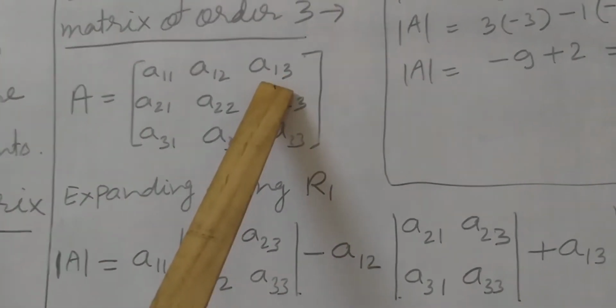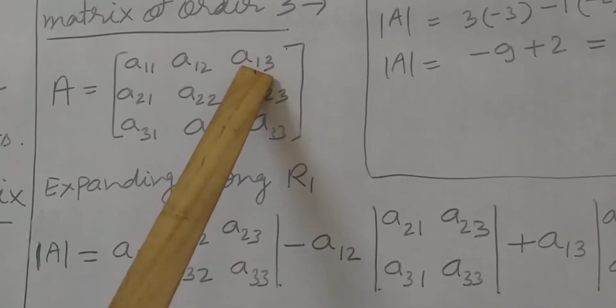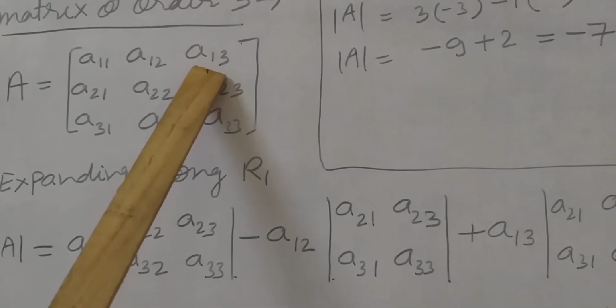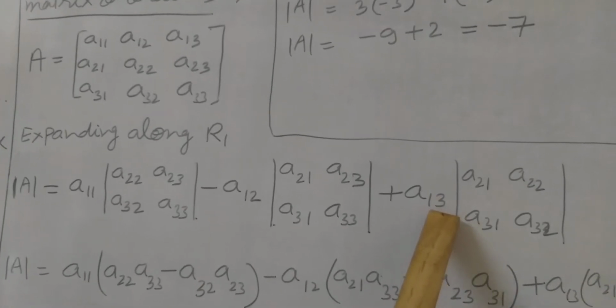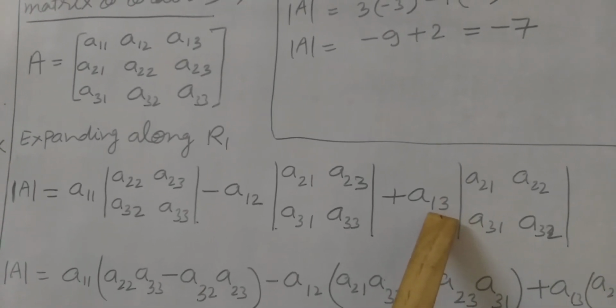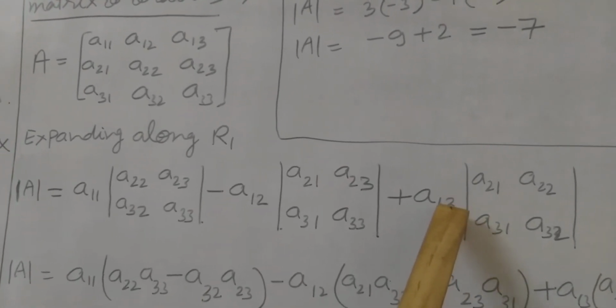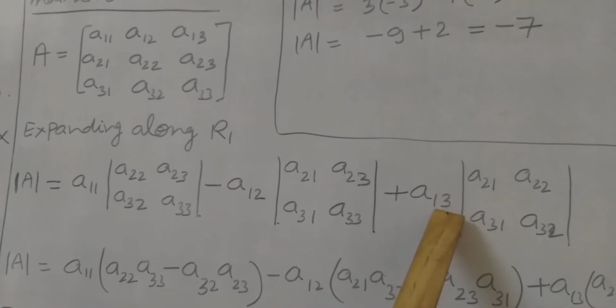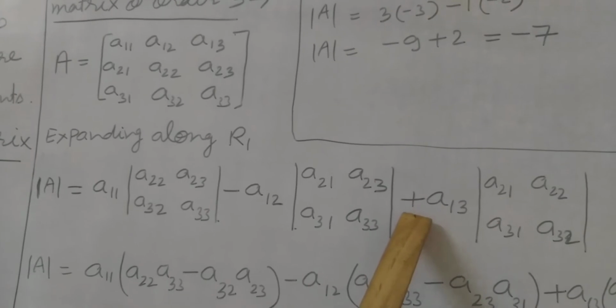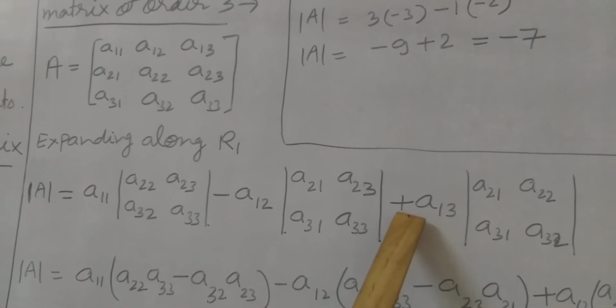So two elements we have already written. One element left, student, of first row. So now we have to write this element A13. Correct? Add the position value of i and j. 1 plus 3, 4. 4 is an even number. So we have to put plus sign, student. Correct?